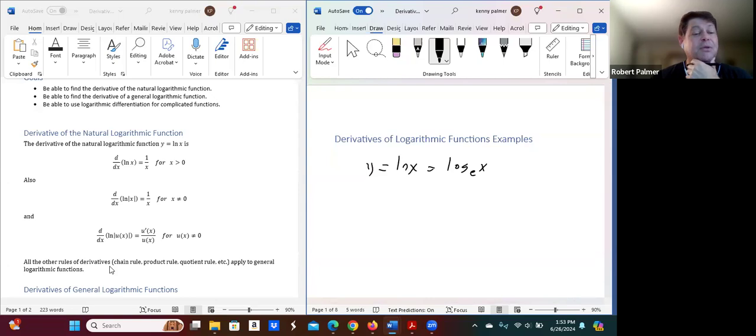And also, final notes is all the other rules of derivatives we've learned. So using the chain rule, product rule, quotient rule, higher order derivatives, all those apply to logarithmic functions. So everything we've learned before. Let's take a look at a few quick examples over here. Let's just say we want to find the derivative.